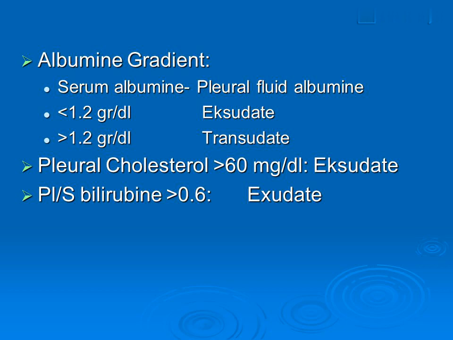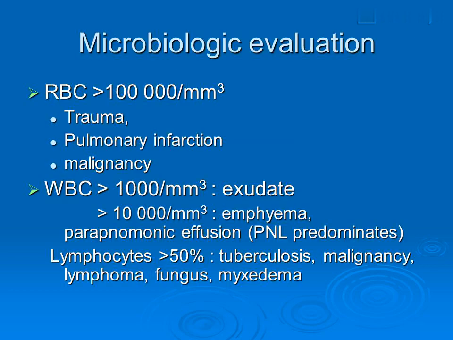Albumin gradient: serum albumin minus pleural fluid albumin. Less than 1.2 g/dl, exudate. Greater than 1.2 g/dl, transudate. Pleural cholesterol greater than 60 mg/dl, exudate. Pleural/serum bilirubin greater than 0.6, exudate.